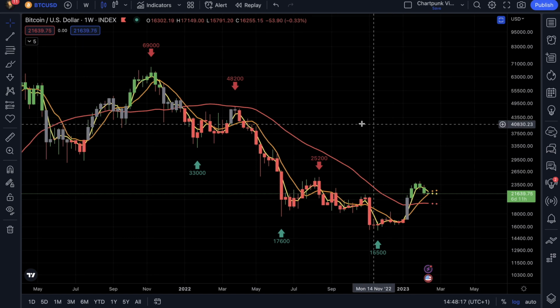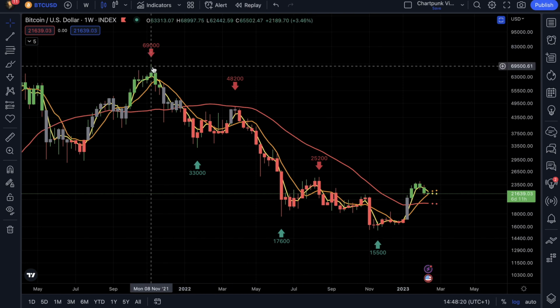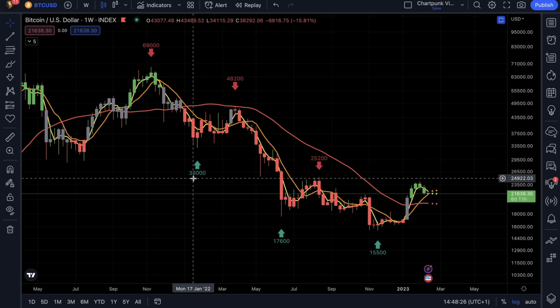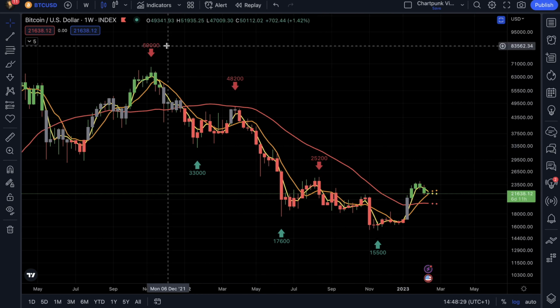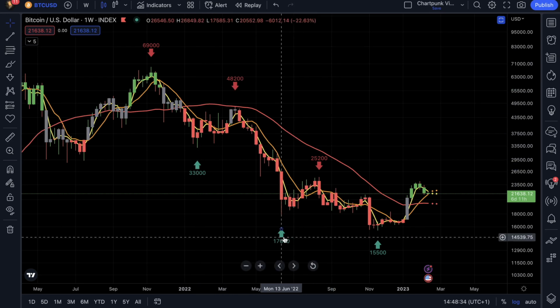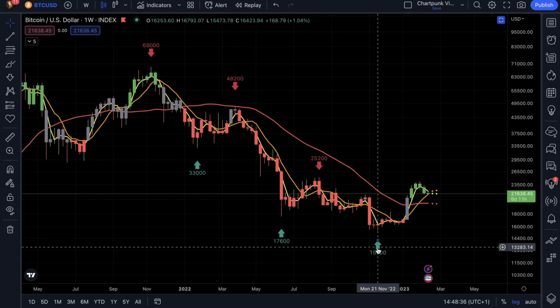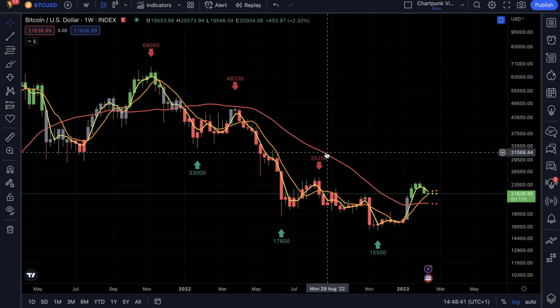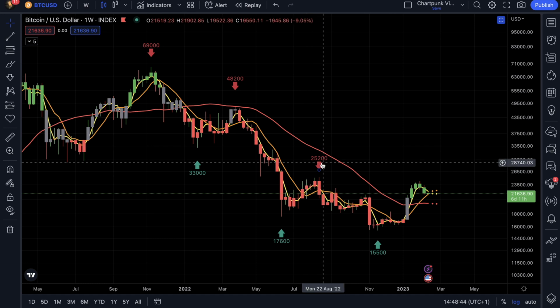Weekly Bitcoin chart. This is basically the downtrend that we have had since November 2021. I indicated the tops of this downtrend and the bottoms of this downtrend. As you can see, we have a top, a low, a lower high, a lower low, a lower high, and a lower low at 15,500. That was the latest lower low. And the latest lower high was $25,200.